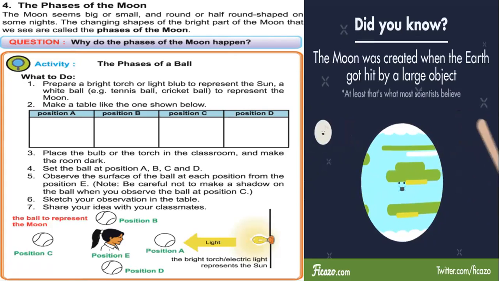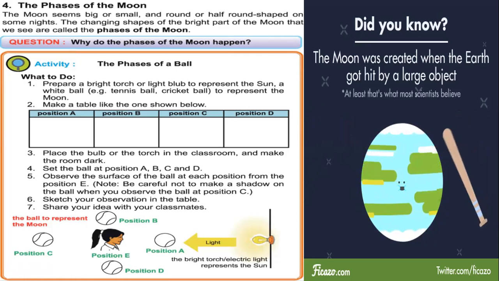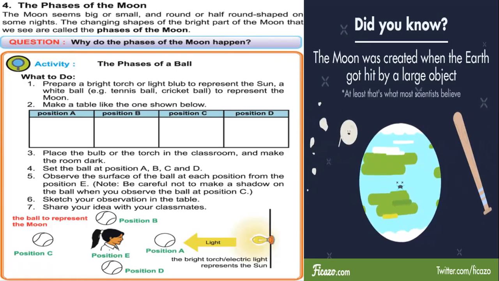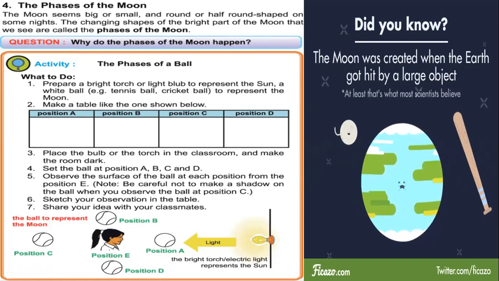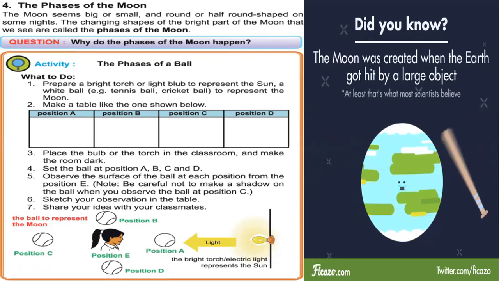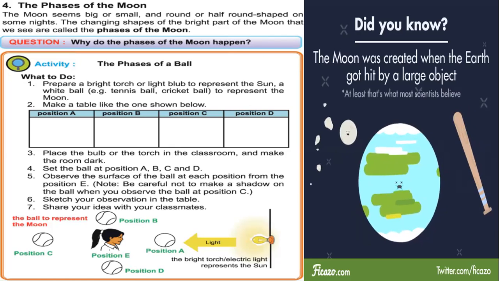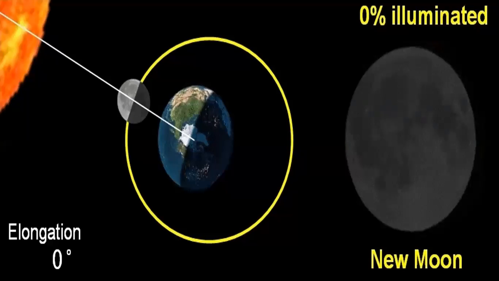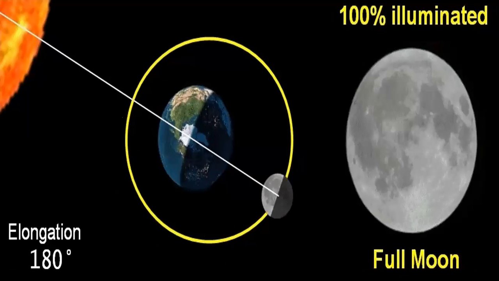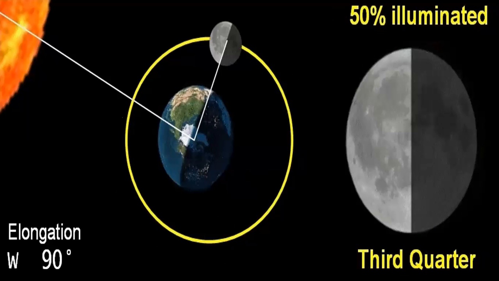So the moon seems big or small and round or half round shaped on some nights. The changing shapes of the bright part of the moon that we see are called the phases of the moon. So why do the phases of the moon happen? If you want to find out, you can use the experiment that you can see in the picture, the activity, the phases of a ball. By doing that experiment, you can get a little bit of an idea about the phases of the moon. So why the phases of the moon change, and what are the different names of the phases of the moon? We will be learning that.